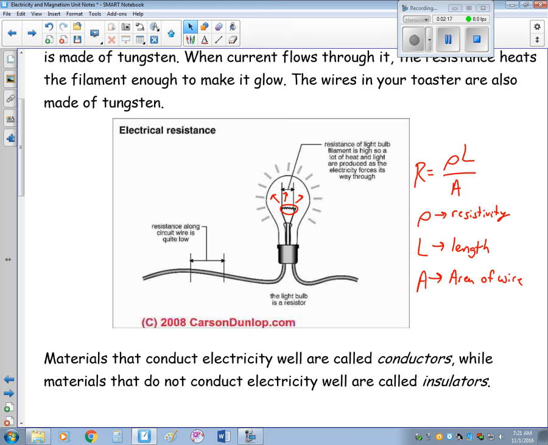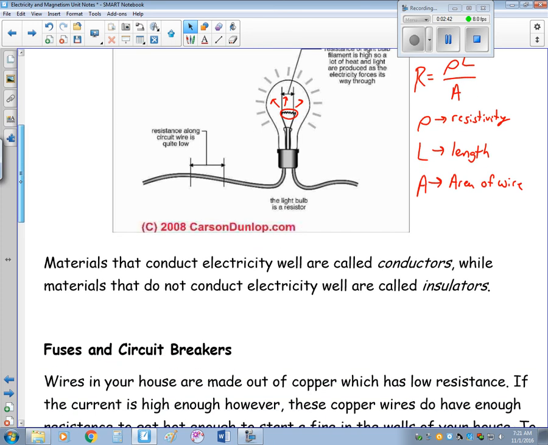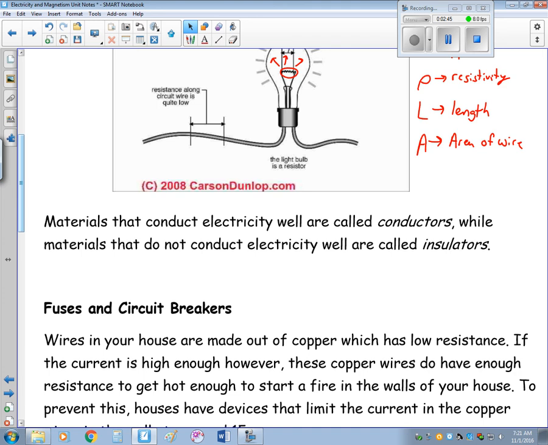A is for the cross-sectional area of a wire. A big, thick wire is going to be less resistive than a thin, skinny wire. In fact, if you use wires that are too thin and you put too much current through them, they will actually get really hot and burn up. So those are the three things that affect resistivity, especially in wires. Now, materials that conduct electricity very well are called conductors. Materials that do not conduct electricity very well are called insulators.